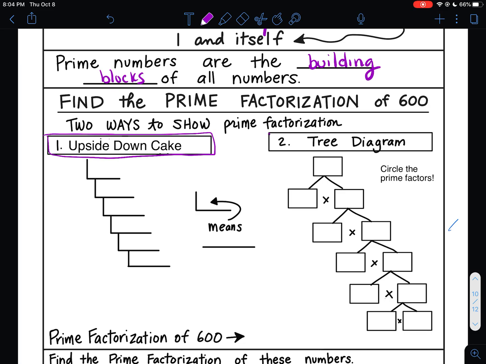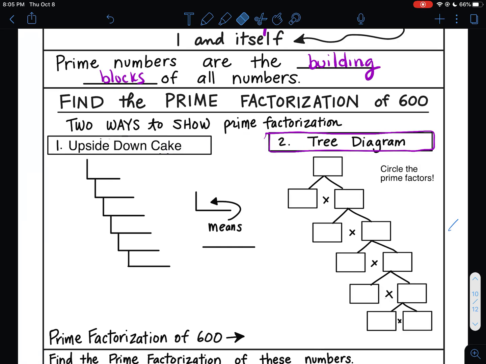But I will show you the trees. Some kids just love the trees and want to use that as the strategy. And I'm not going to make you use a certain one. I like to present strategies and say, use it if it helps. So you do what you want to do. Okay. So we're going to start with the upside down cake and then I'll show you the trees.